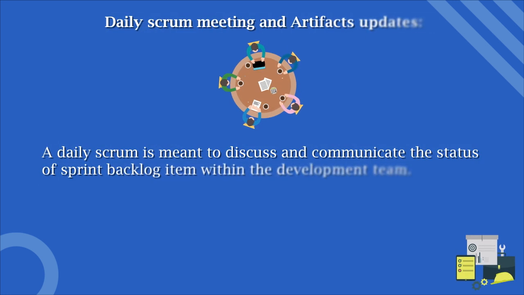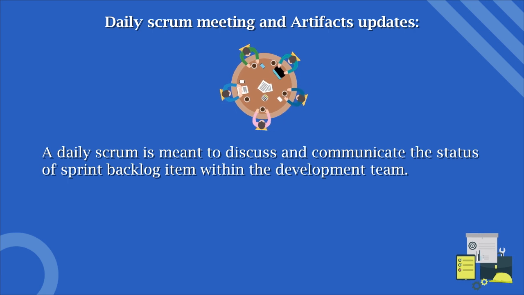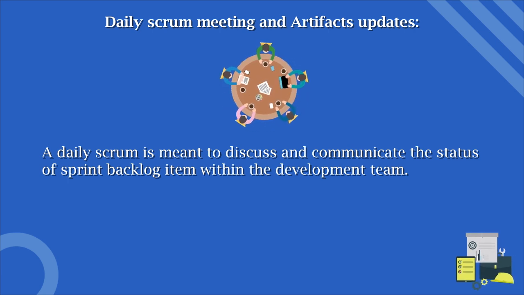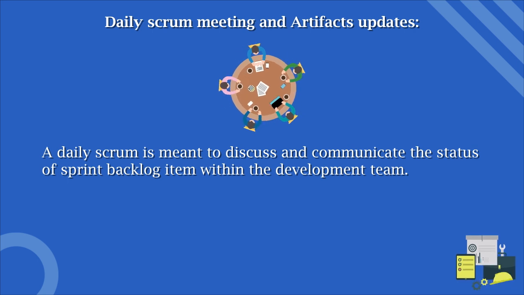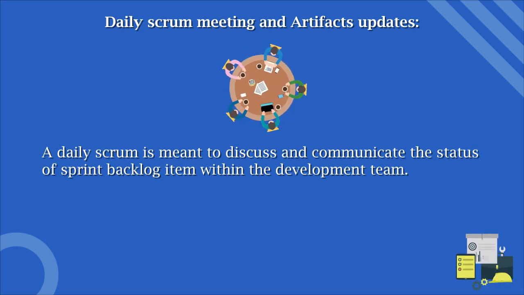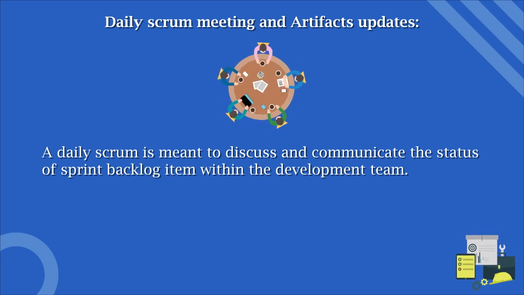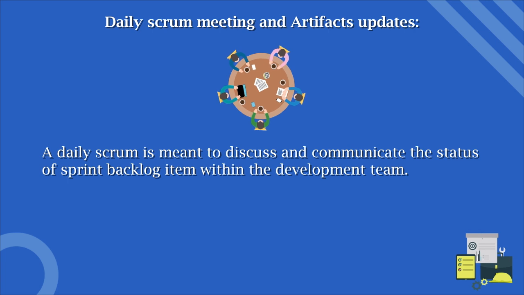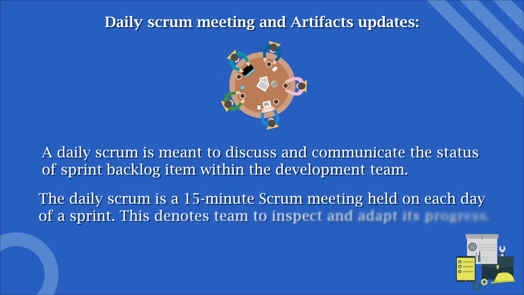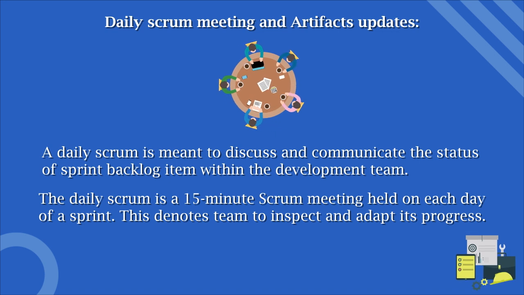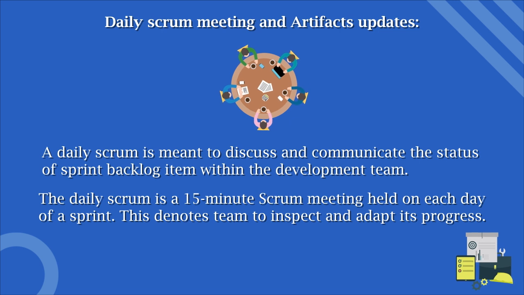Daily Scrum meeting and artifact updates. A daily Scrum is meant to discuss and communicate the status of sprint backlog items within the development team. The Scrum Master takes updates and records the status. If any team member requires any functional or technical understanding or is blocked by something, that has to be communicated within the team. The daily Scrum is a 15-minute meeting held on each day of a sprint. This allows the team to inspect and adapt its progress.